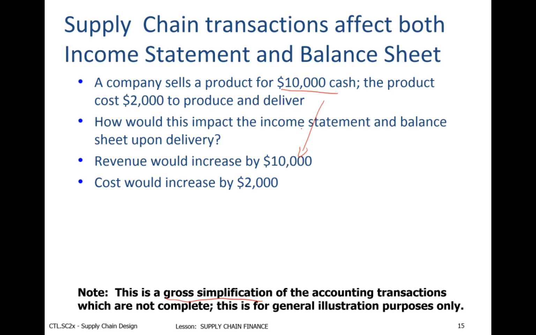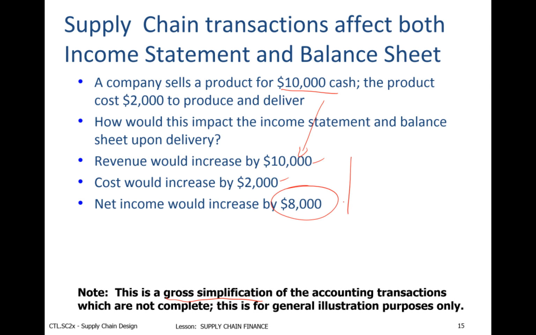Well, on the income statement, we also see that there's a cost associated with that. When the company sells something for $10,000, there's a cost associated with that. What was the cost? Well, we've identified that the product cost $2,000 to produce and deliver, so the cost would be recorded as $2,000. And then finally, on the income statement, net income would be reflected as increasing by $8,000. Of course, $10,000 minus the $2,000 gives you the net change of $8,000. These are the income statement impacts.